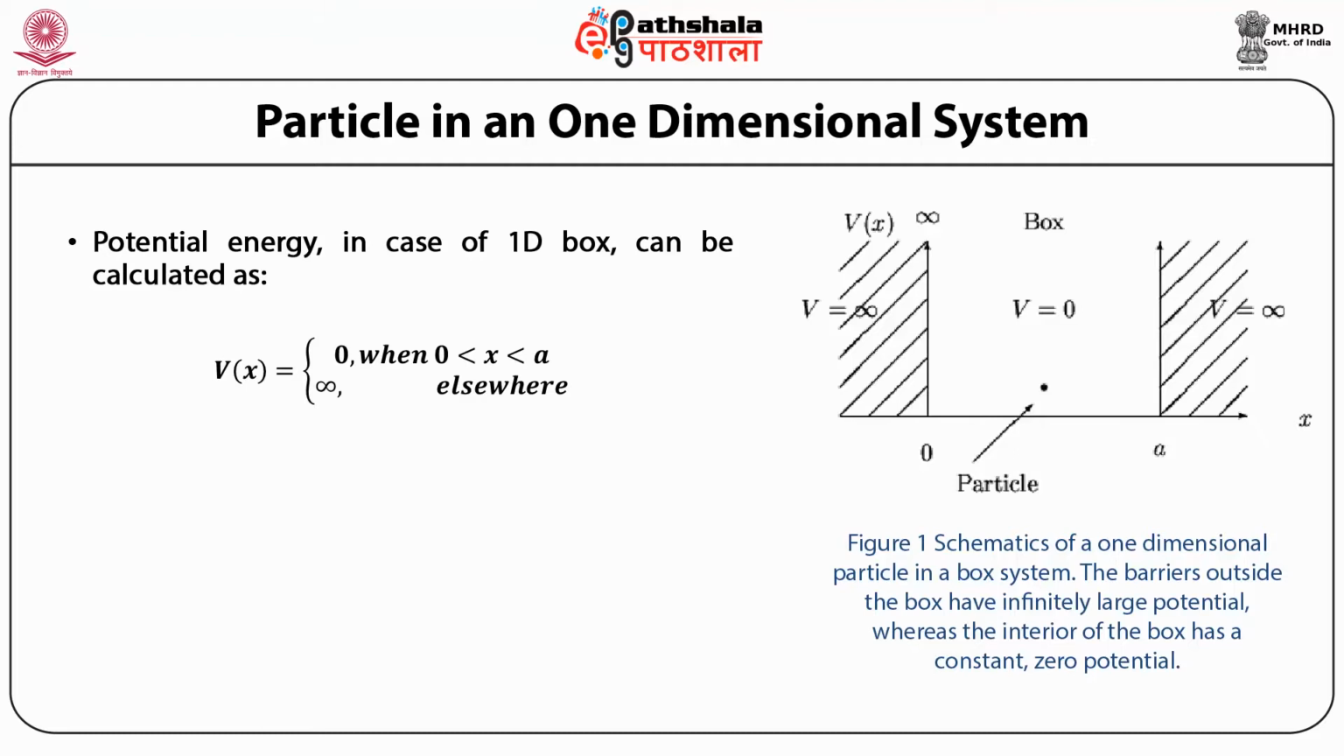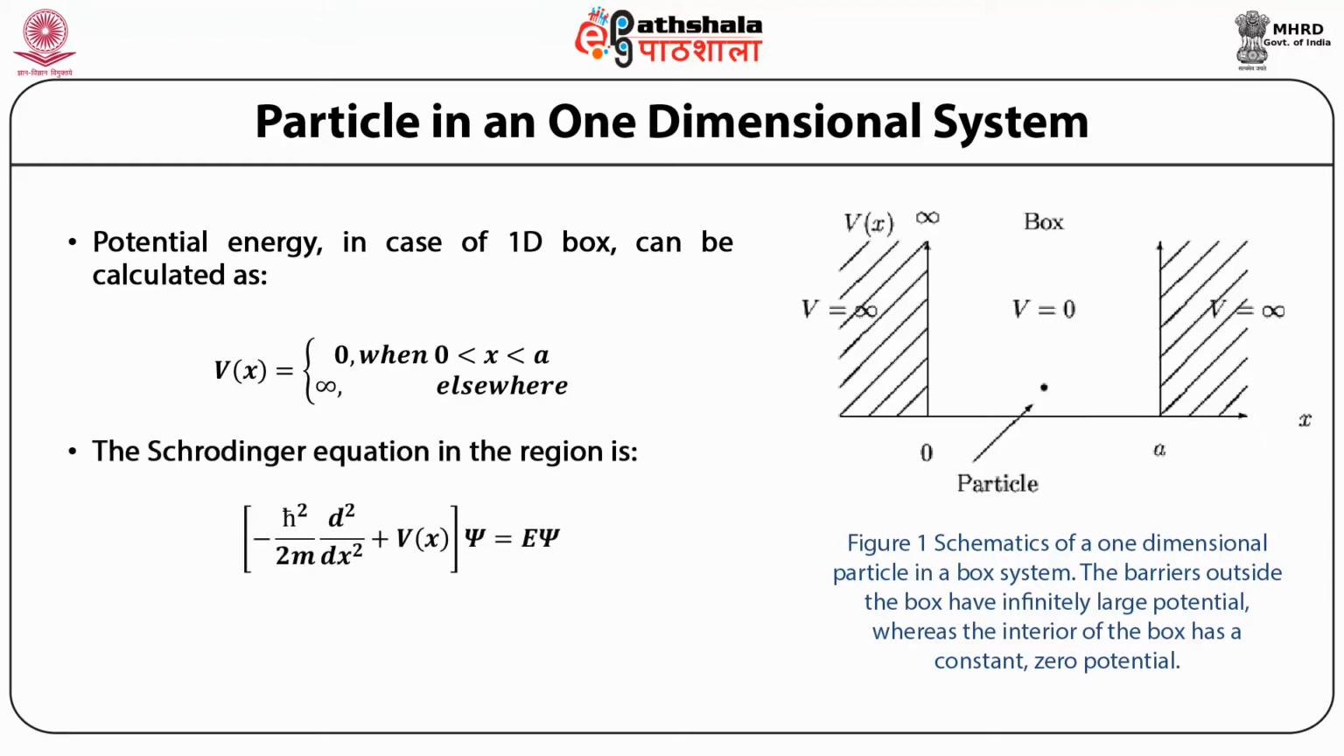Potential energy in the case of 1D box can be calculated as V(x) equal to 0 when x is varying from 0 to a and is infinite elsewhere. So the Schrödinger equation in this region is minus h cut square by 2m multiplied by d square by dx square plus V(x), this whole multiplied by psi equal to E psi, with the boundary conditions shown in this figure.